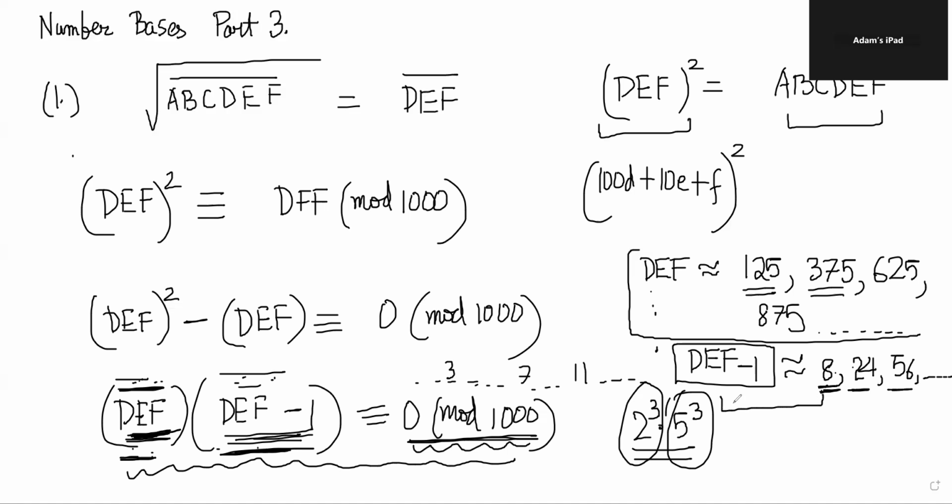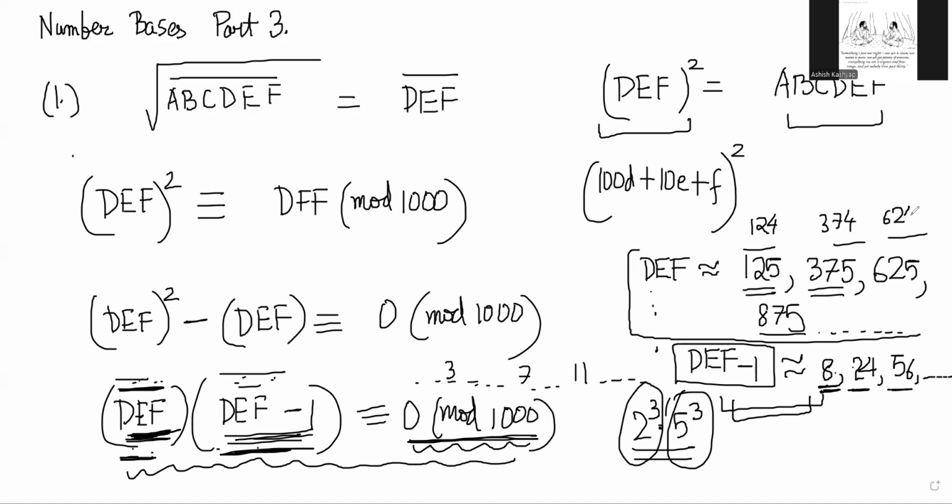If you take that first case, then DEF minus 1 should be divisible by 8, but DEF can take these 4 values. Which one minus 1 is divisible by 8? This one, right? This is divisible by 8. It is 624 or something, right? So then DEF is becoming 625 in that case, right?